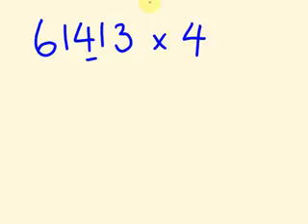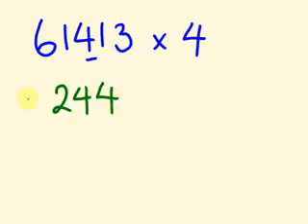Okay, so when we're doing this, we have a bit of a problem, because what we do is we go 6 times 4 is 24, 1 times 4 is 4, 4 times 4 is 16. Wait a second, that means we're going to have to carry something. So we're going to put the 6 there, and we're going to carry the 1, so this is going to become a 5.